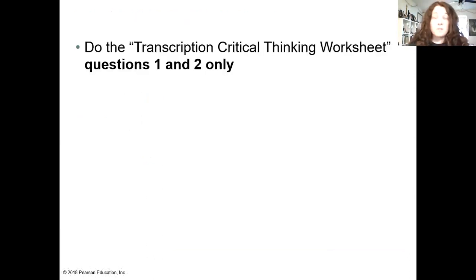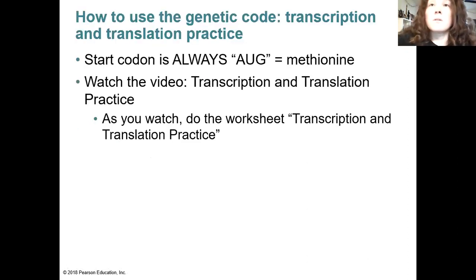At this point, go ahead and do questions 1 and 2 of the transcription critical thinking worksheet. Okay, the start codon of every polypeptide is always AUG, which is methionine. Watch the video transcription and translation practice, and as you watch, do the worksheet, transcription and translation practice, and then come back when you're done.